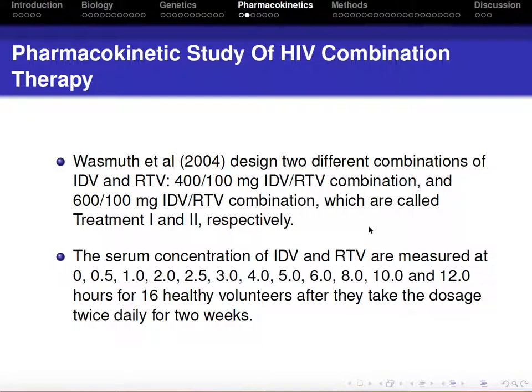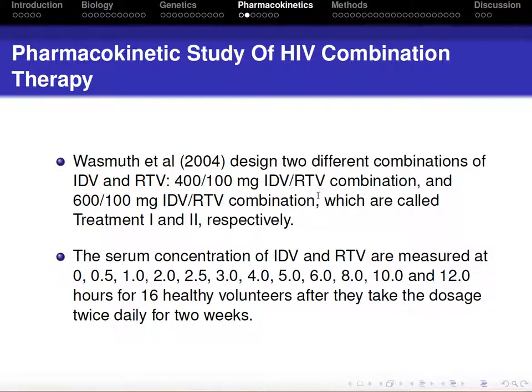So basically, this is a treatment for subjects with the HIV virus. There are two treatments. I guess there are two types of drugs. One is IDV, the other is RTV. Okay, so they have two different combinations for these two types of drugs, and here we call them treatment 1 and treatment 2.